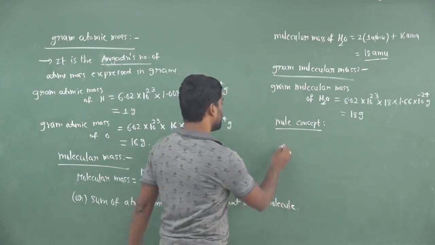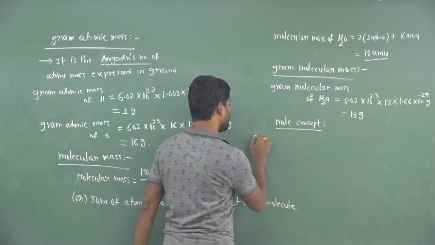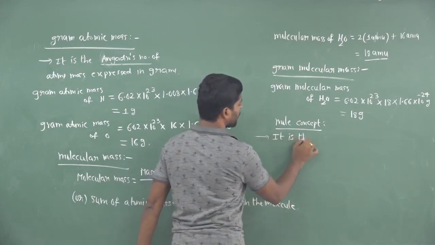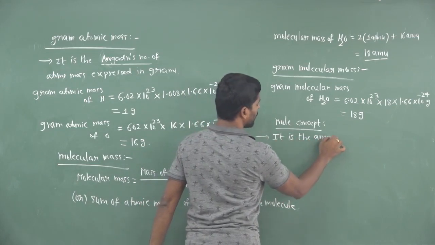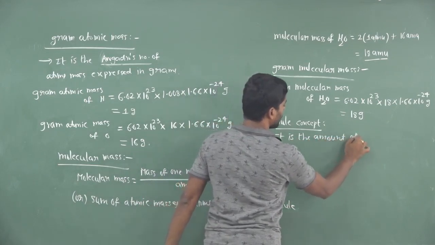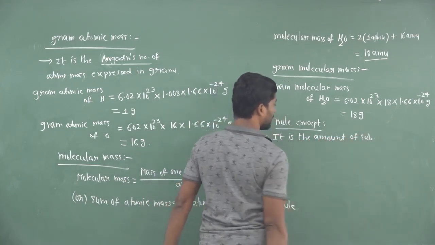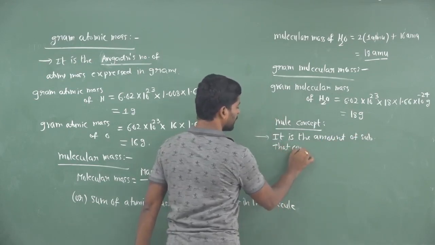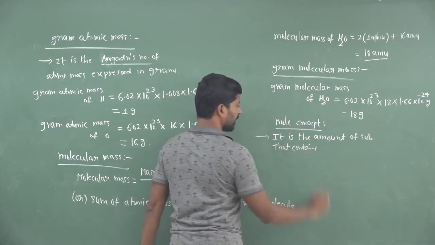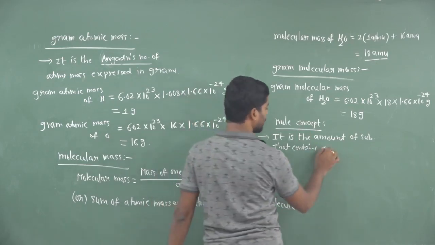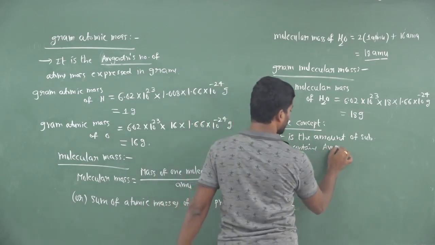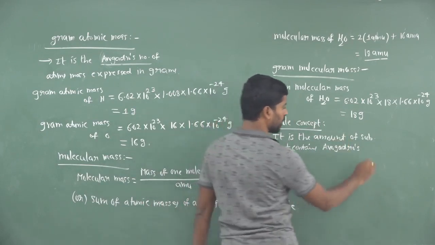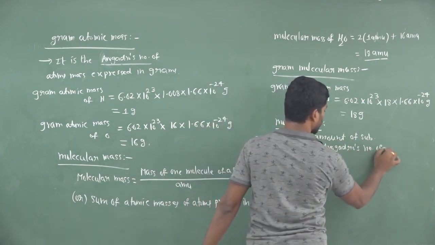So write, 1 mole: it is the amount of substance that contains Avogadro's number of particles.